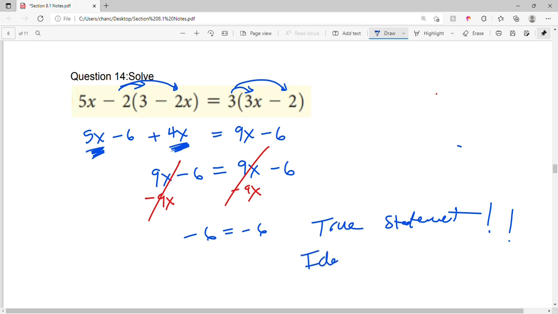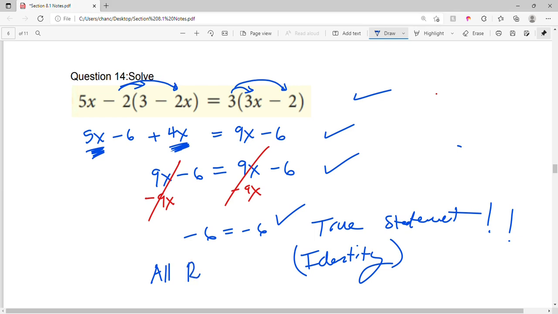This is known as an identity. It's a true statement. It's in fact true always. So that means every single line of our equation was always true, no matter what x value we select. So when you get negative 6 equals negative 6, this tells me that all real numbers is the solution. Every single number that I plug in for x is going to yield negative 6 equals negative 6. It's always going to be true. So our solution is all real numbers.